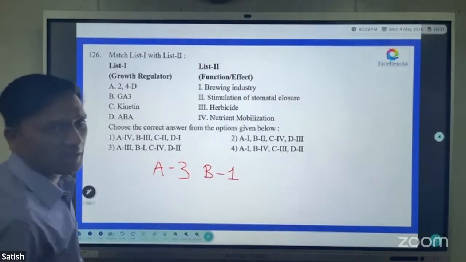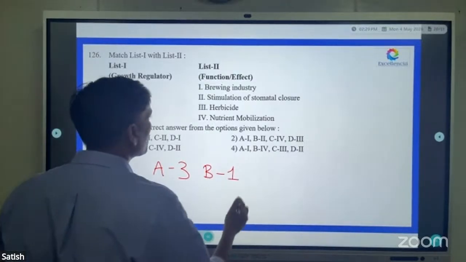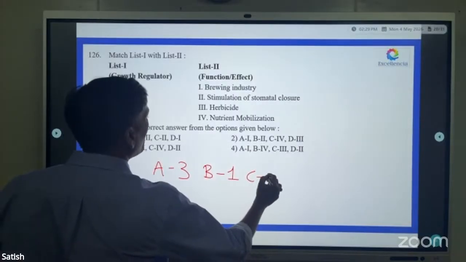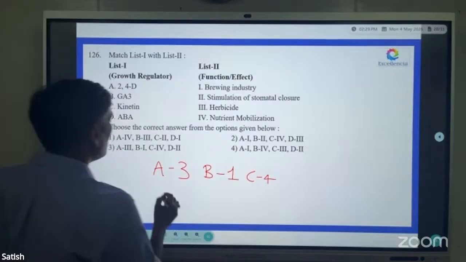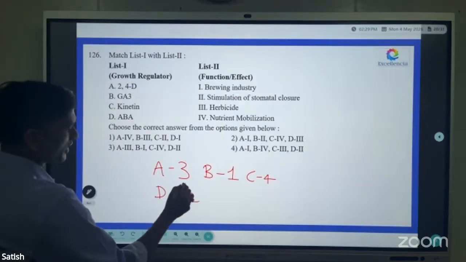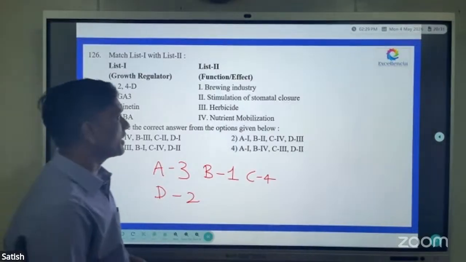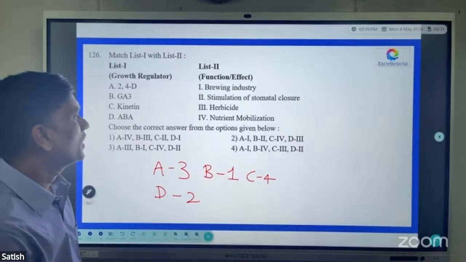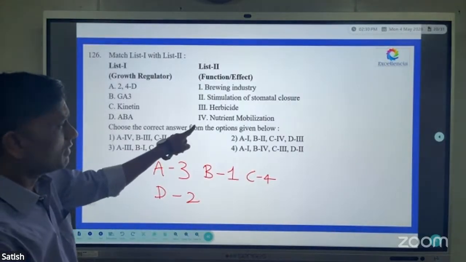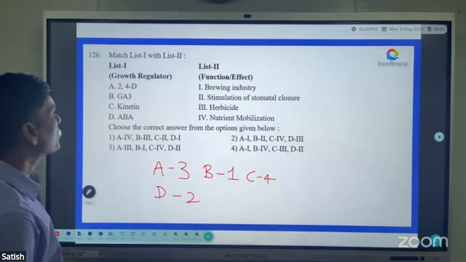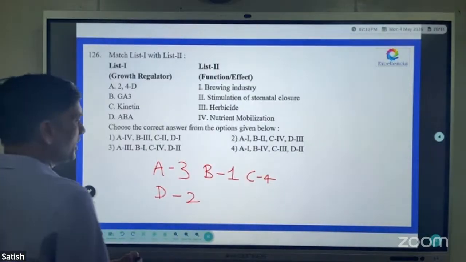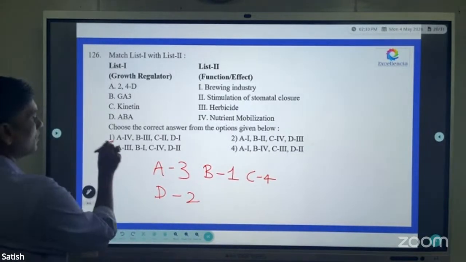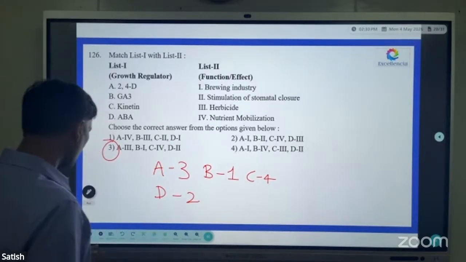Kinetin is mainly helpful for nutrient mobilization, 4. The next one, abscisic acid, is a stimulator of stomatal closure. Abscisic acid can be considered a natural antitranspirant, which is mainly helpful for the closure of stomata. Kinetin, nutrient mobilization, mainly delays senescence. Cytokinins are a group of hormones. So the answer is A3, B1, C4, D2. Third option is the correct answer.